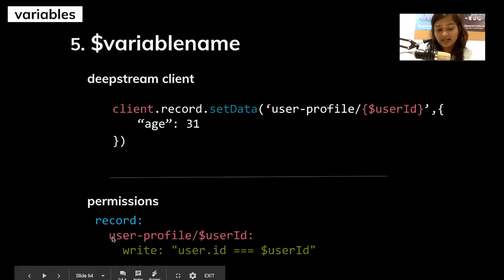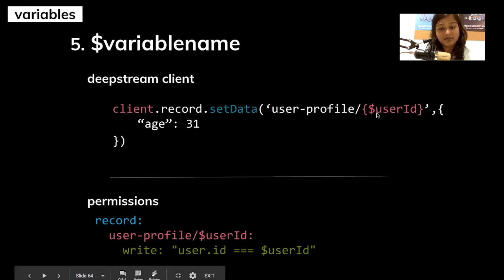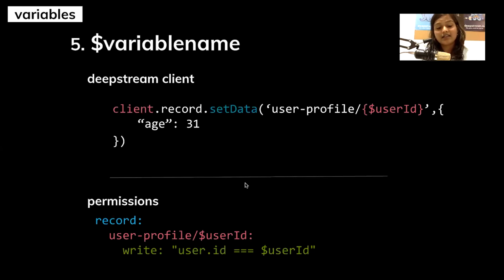So in the name of the record, I would add a $ sign, and this becomes my variable name, in which I can access real variables from the client's request. So here I'm sending a user ID, which will be obtained within the $userID variable, which I can still utilize in my action of the permission. So I would say write, I would say user.id equals this user ID. So this basically means: who can set the data in my user profile? Only I can set the data in my own user profile.